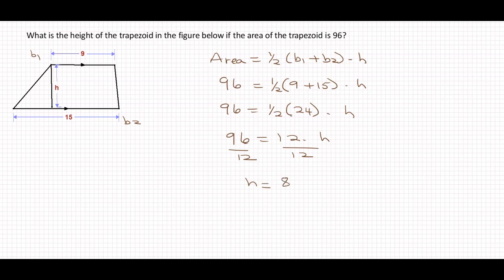The other way I was looking at, if this did not give me an even sum, what I was going to do is, let me use a different color. What I was going to do there is say 96 multiplied by 2 equal to 1/2 9 plus 15 H multiplied by 2. So therefore 192 is equal to 24H. And so you divide both sides by 24 and you get 8 equal to H. So you end up at the same spot.